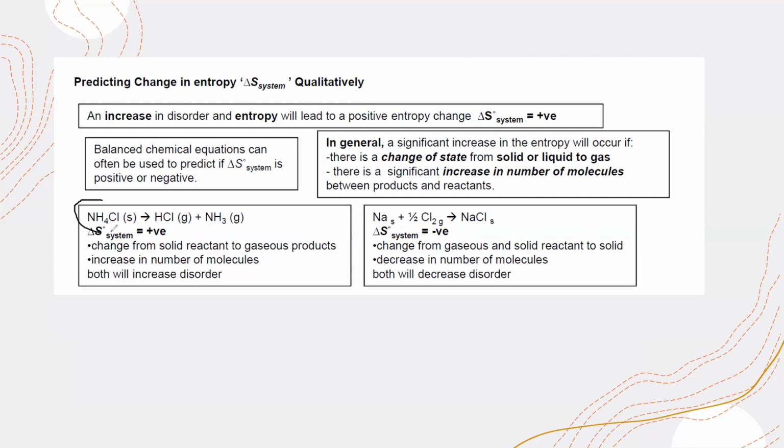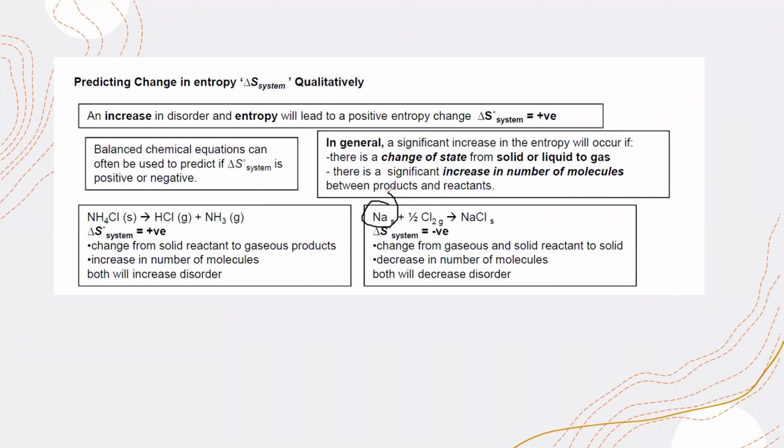For example, ammonium chloride is a solid, but when it decomposes into hydrogen chloride gas and ammonia gas. So what happened? You can see the reactant is a solid, but the products are gases. So if the reactant is solid and the product is gas, what happened to entropy? Entropy will be positive, or entropy will increase, because the solid is changing into gas, and you can see there's an increase in the number of molecules. So entropy increases as the number of molecules increases. Entropy also increases as the state changes, when the state changes from solid to gas or liquid to gas.